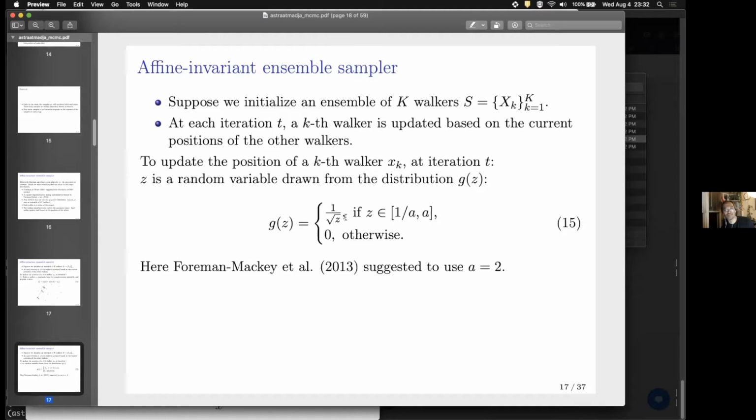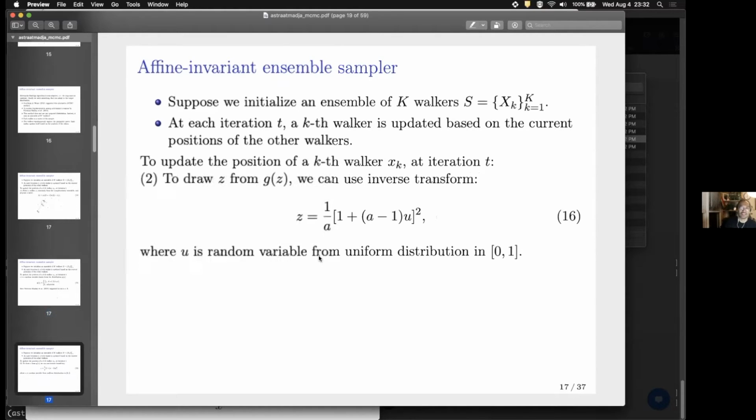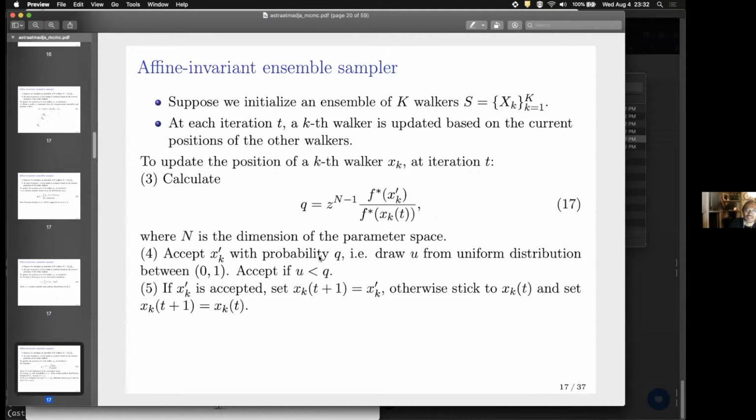This is very easy to draw from. But Z has to be within this range. So let's say if A is 2, it's between half and 2. So either the distance is made smaller by half, or we enlarge it by 2. It can be half of this or twice of it, but it's random between them. That's how we generate it using inverse transform. So I told you we're going to come back to that again.